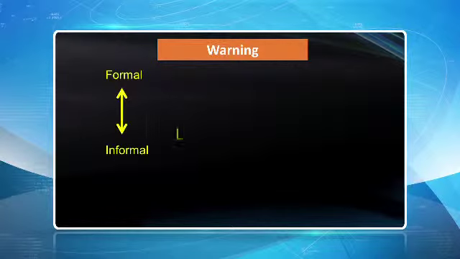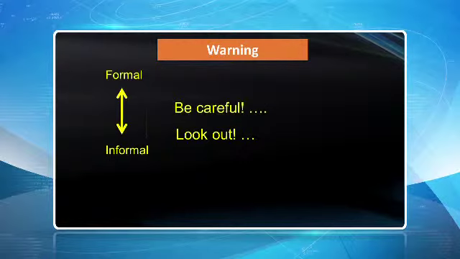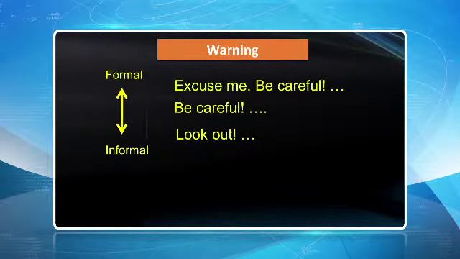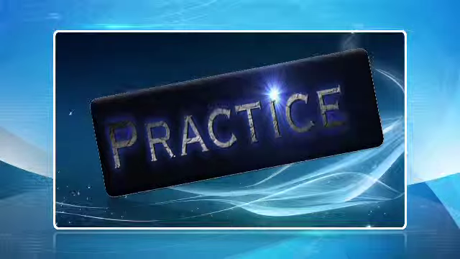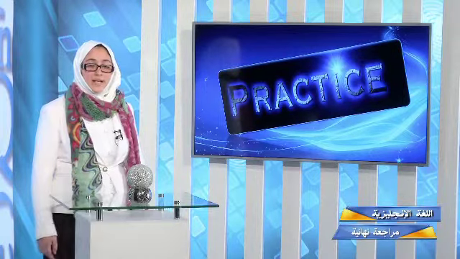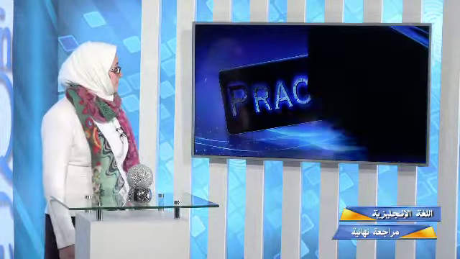Next, we have warnings. Sometimes we are put in very dangerous situations, so we need to give warnings. We can say things like, look out, be careful, or excuse me, be careful. Here's an example. Excuse me, be careful. It's not safe to park here. So obviously the situation is one that is very dangerous. We are warning someone against doing something because the consequences will not be very good. And now, with that information in our minds, let us practice.